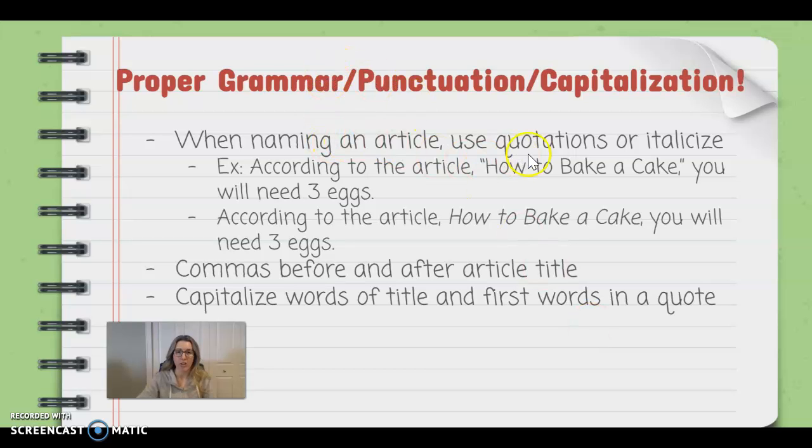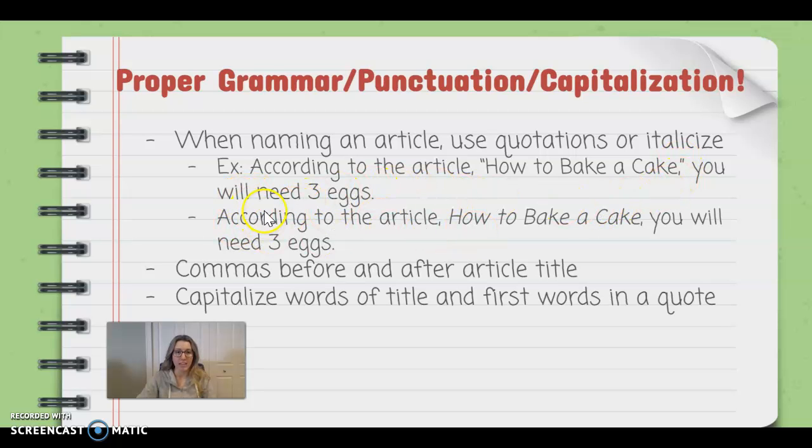When naming an article, you need to either use quotation marks or italicize to set off the title of the article. For example, if you were to write, according to the article, comma, "How to Bake a Cake," comma, you will need 3 eggs. Notice there are quotation marks around the title, and that there is a comma before and after the title of the article. Notice that comma is inside the quotations. We always want commas inside the quotation marks.